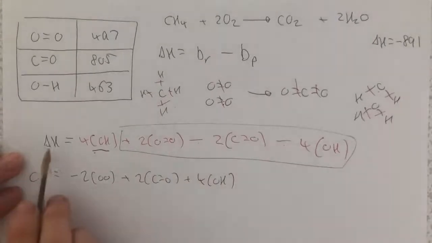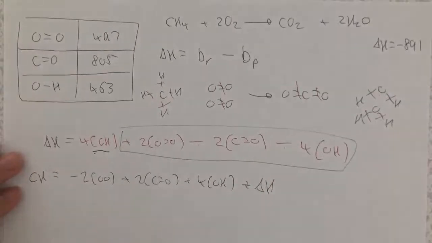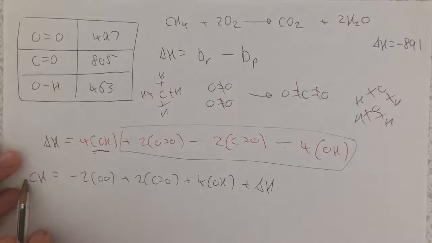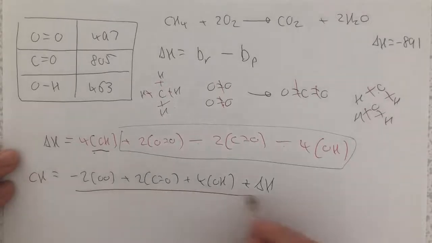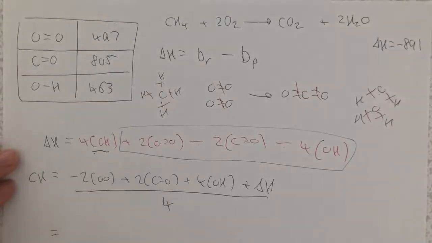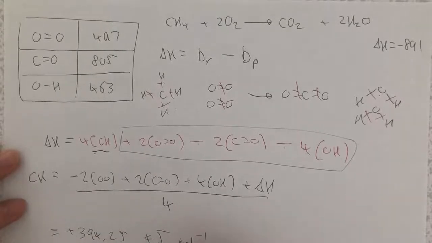And then don't forget, we already had the delta H there, so that stays as it is, plus the delta H. This would actually give us 4 times the CH, so we take the 4 that would be there, divide it all by 4. You can then stick in your numbers. When you do that, bang it in from a calculator, there's all your numbers there. You should end up with plus, because bond enthalpies are always positive, 394.25 kilojoules per mole.